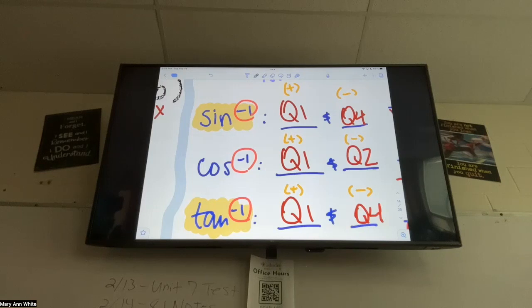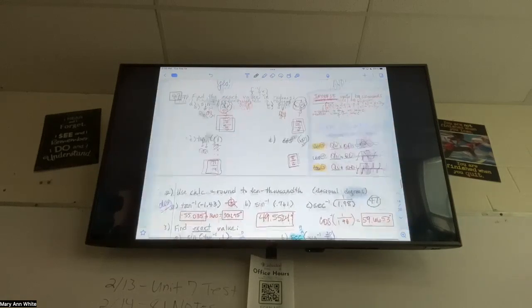When we're doing inverse of cosine, we're in quad 1 and quad 2. Cosine is positive in quadrant 4, so I can't look in 1 and 4 because then those are both positive numbers. So the negative quadrant I go for cosine is going to be Q2. Okay, so we're going to use that information a little bit.